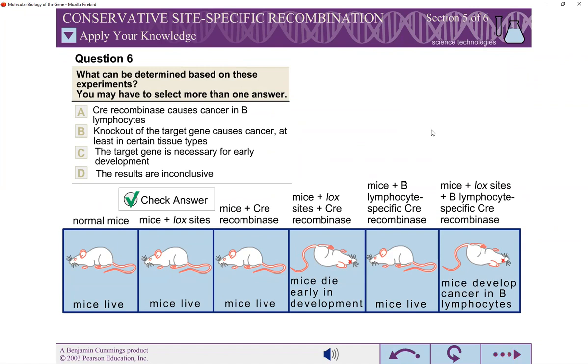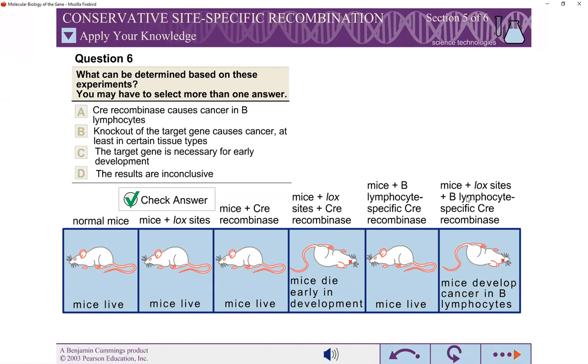Now see this. There are two experiments which have been added here. Let me just show you what the experiment is. Mice plus B lymphocyte specific Cre recombinase: mice are going to survive. Mice plus lox site plus B lymphocyte specific Cre recombinase, and then mice is going to die.